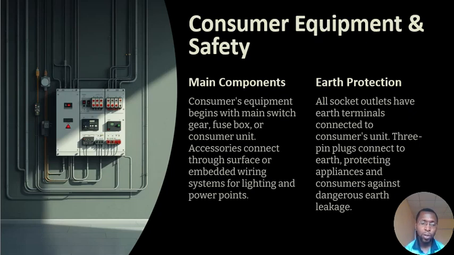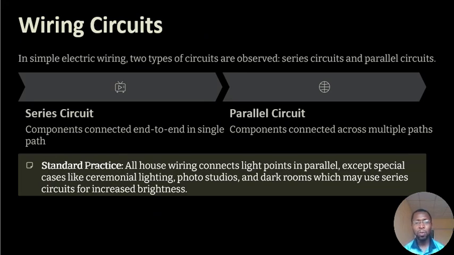Okay, so wiring circuits. In simple electric wiring, there are majorly two types of circuits, and these are called the series circuit and the parallel circuit. For series circuit, the components are connected end to end in a single path. While for parallel circuit, the second type of circuit, the components are connected across multiple paths. So while series is in a single end to end path, parallel are connected across multiple paths.